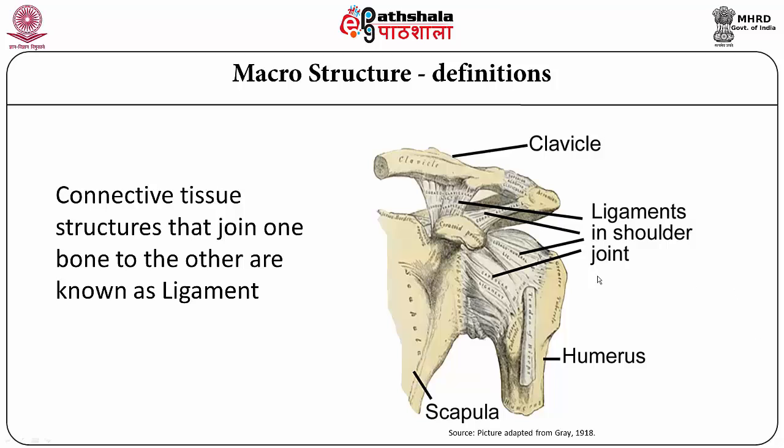You can see here some of the ligaments in the shoulder joint, like clavicle attaching with the scapula and the humerus attaching to the scapula. All these ligaments cover the portion of the joint and make movements possible along with the weight bearing.